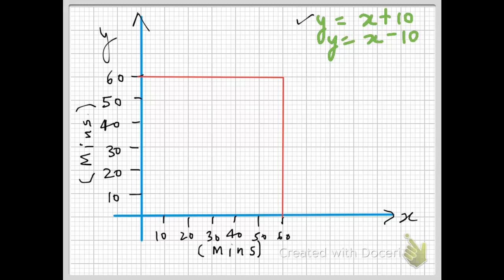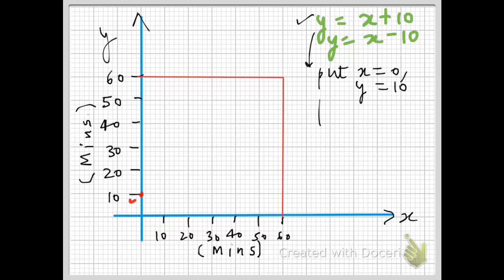Let's see if we can plot them. Let's work with the first equation, x plus 10. I'll plug in values to spot two points, and then connect those two points to form a line. I'm putting x equal to 0, so y will become 0 plus 10, which is 10. So this is the point (0, 10).